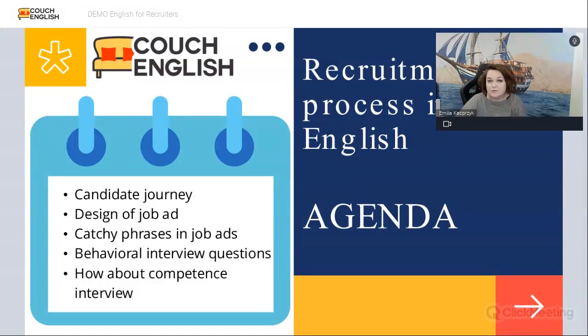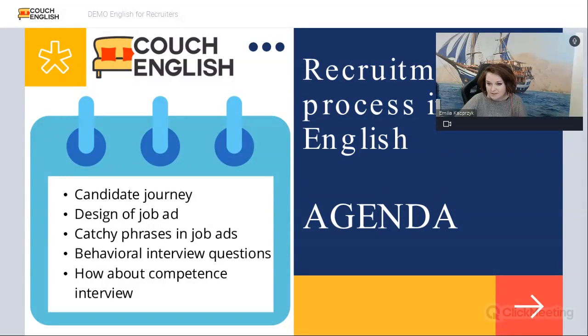Then we're going to move to behavioral questions. So a little bit about the construction of that form of the interview and of course how we can run it. And finally, a little bit about the competence interview. For that purpose, I decided that we will have just some samples of typical competences that can be applied for the purpose of the interview and examples of questions that we can ask. One of them will be connected with stress resilience.